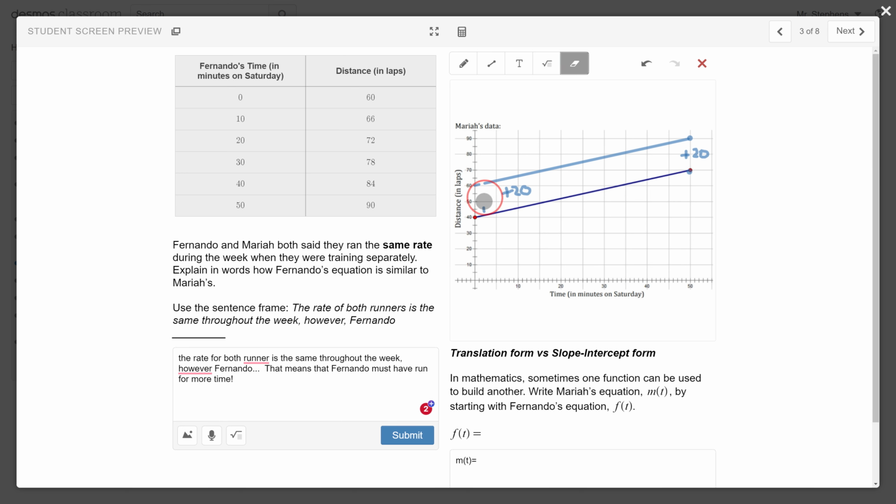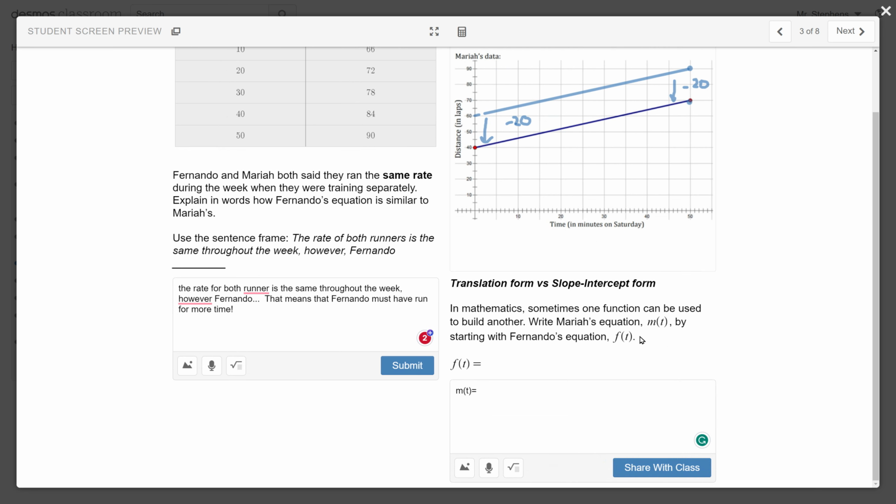It's actually a minus 20, isn't it? They're telling us to start with Fernando's equation and come down. So they're actually telling us to come down. Start with Fernando's equation and get Mariah's equation. Okay, so we're going to drop 20. Fine. So that will be Fernando's equation, and we will drop 20. So that'll be the translation form.